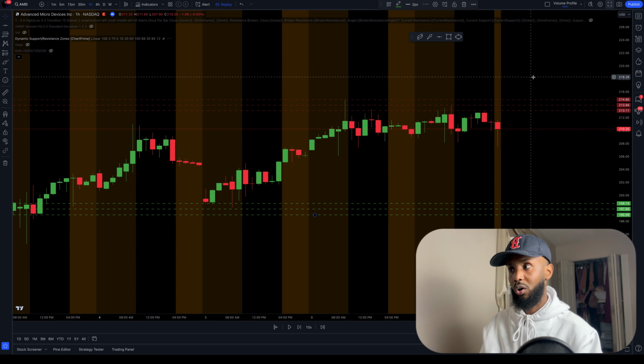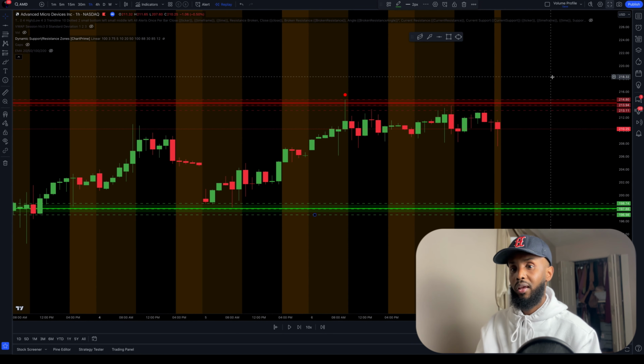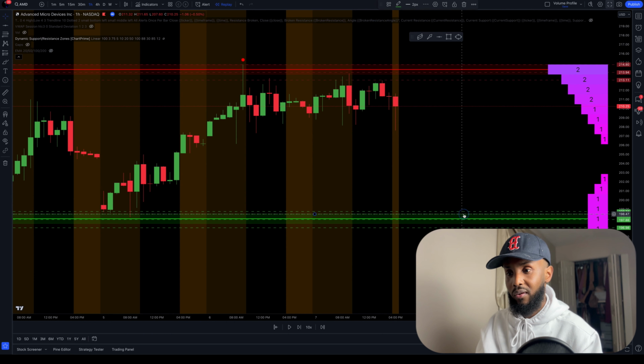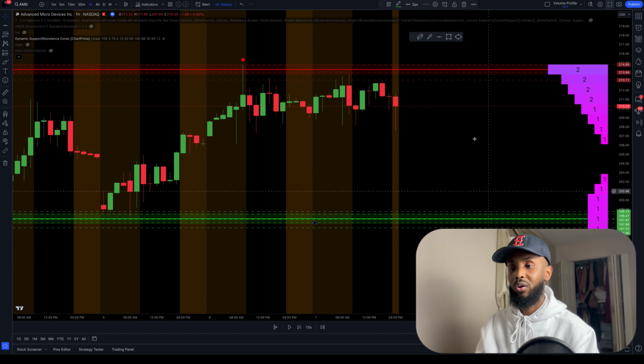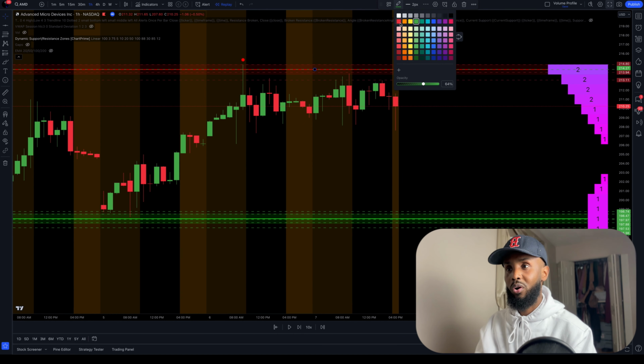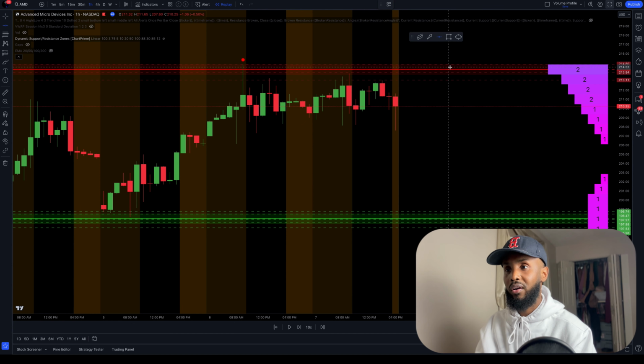We let the thing load, and we see what other zones it gives us, and it pretty much gives us the same zones, right? And I'll still put lines here just so I know, okay, this is resistance and support for both the 4-hour and the 1-hour.